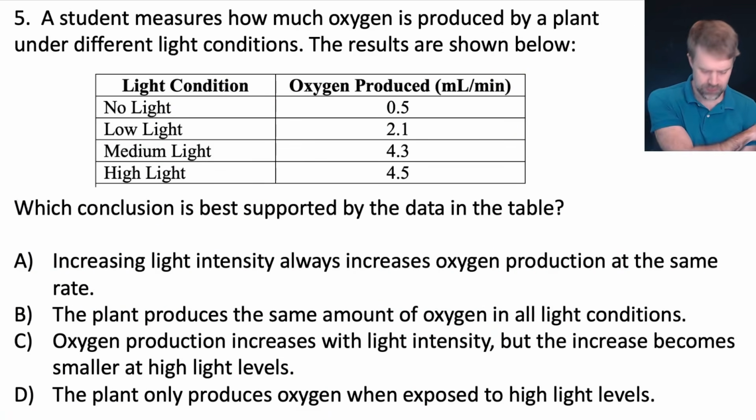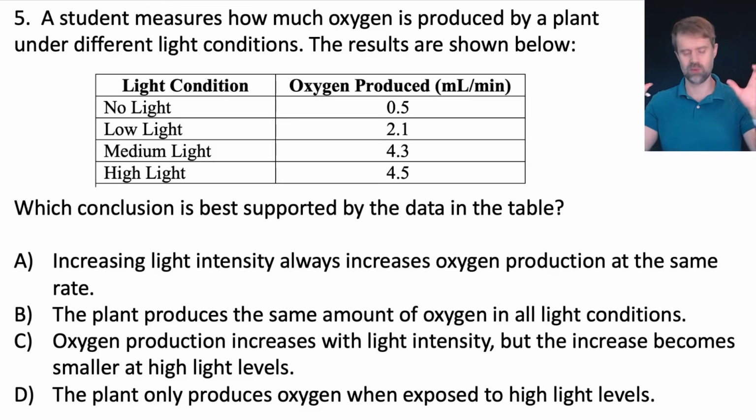Okay, number 5. It's a little bit different. I'll tell you right now, this is a scientific reasoning question. It's a different kind of question. A student measures how much oxygen is produced by a plant under different light conditions. The results are shown below. We have this table with numbers and words. Which conclusion is best supported by the data in the table?